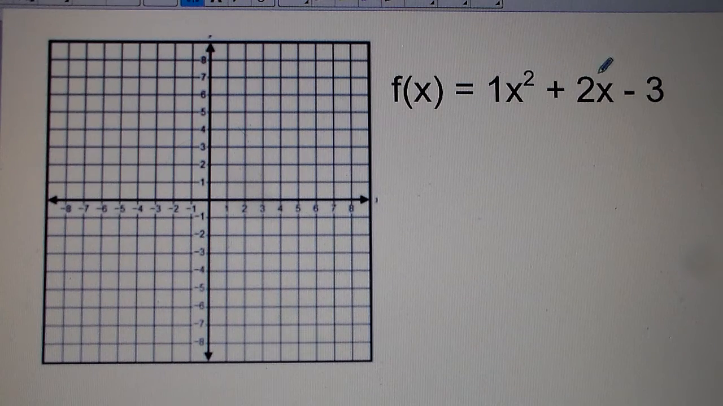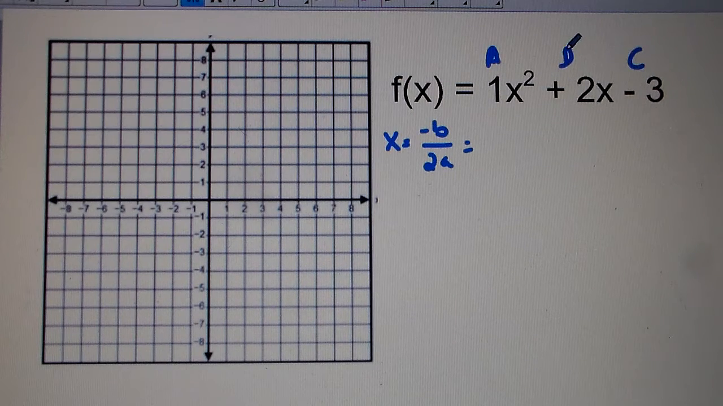So we have 1x squared plus 2x minus 3. So we start from the top to find that x value in the vertex. We know it's minus b over 2a. So minus a positive 2. Sorry, a, b, c. So it'll be minus 2 over 2 times 1, which is 2. Negative 2 over 2 gets us negative 1.